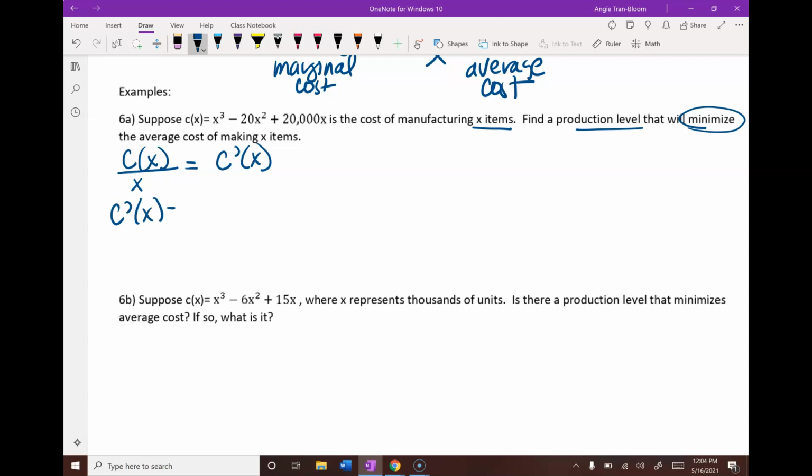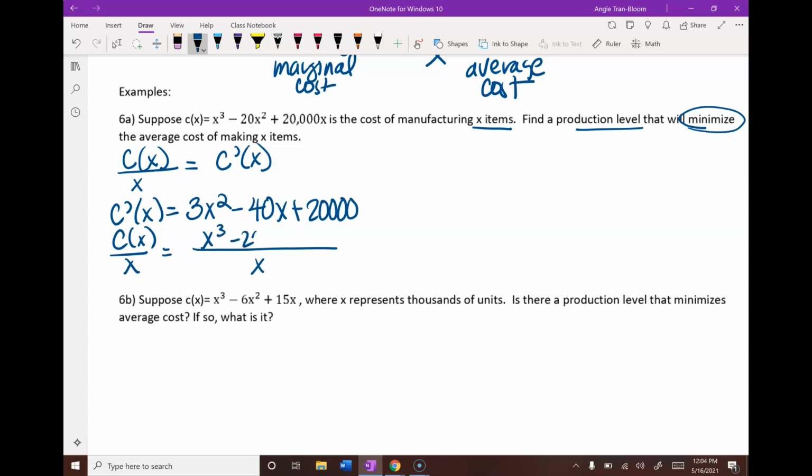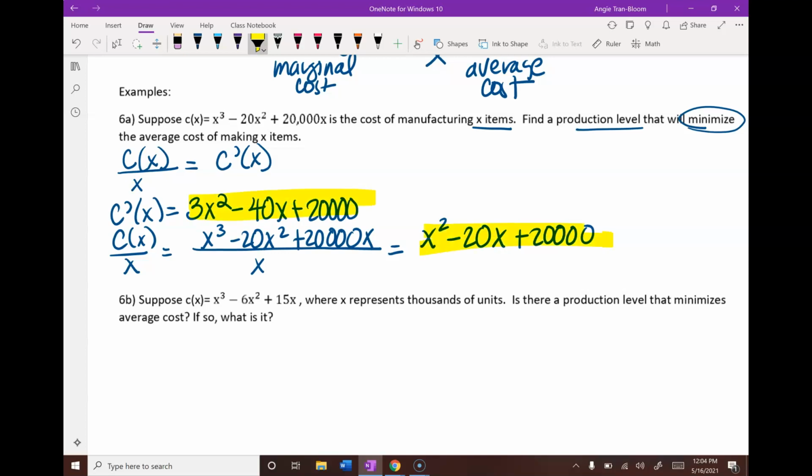So c prime of x equals 3x squared minus 40x plus 20,000, okay? Now we have to also find the average cost, which means we are going to take the function and then divide it by x. Well, your function is x to the third minus 20x squared plus 20,000x, and then we're just going to reduce the x. So now we have x squared minus 20x plus 20,000.